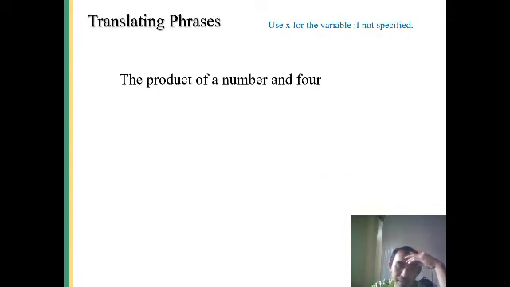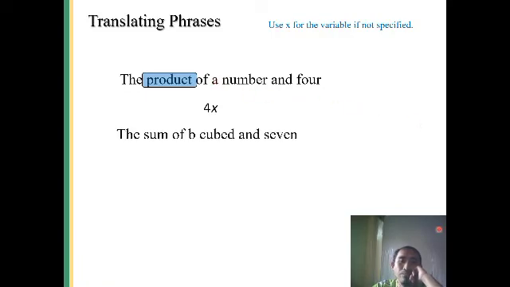Okay, the product of the number and 4. Use x for the variable since it's not specified. The product of 4 and a number is 4x. The sum of b cubed and 7. Of course, we have b cubed. The sum of b cubed plus 7.